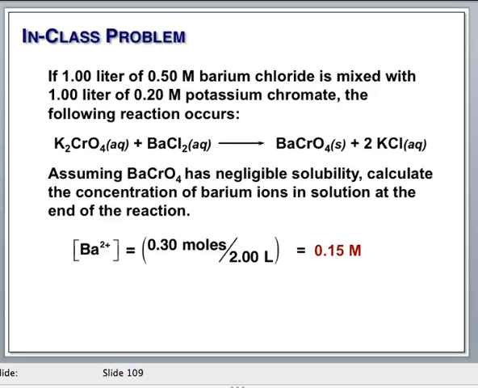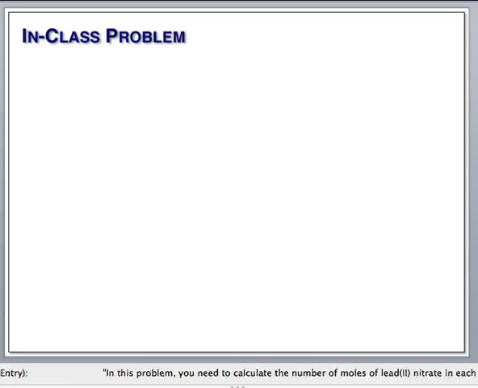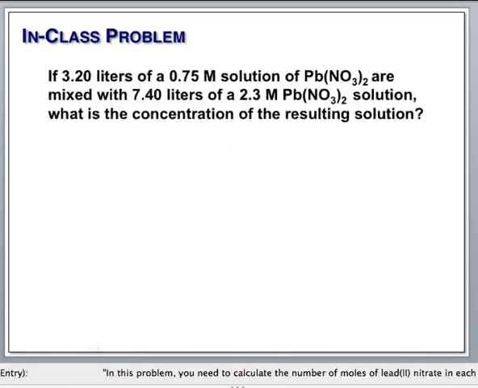All right, this was on one exam. This one was on another. We have 3.2 liters of 0.75 molar lead nitrate. We are going to mix this with 7.4 liters of 2.3 molar lead nitrate. What is our final concentration of lead nitrate?